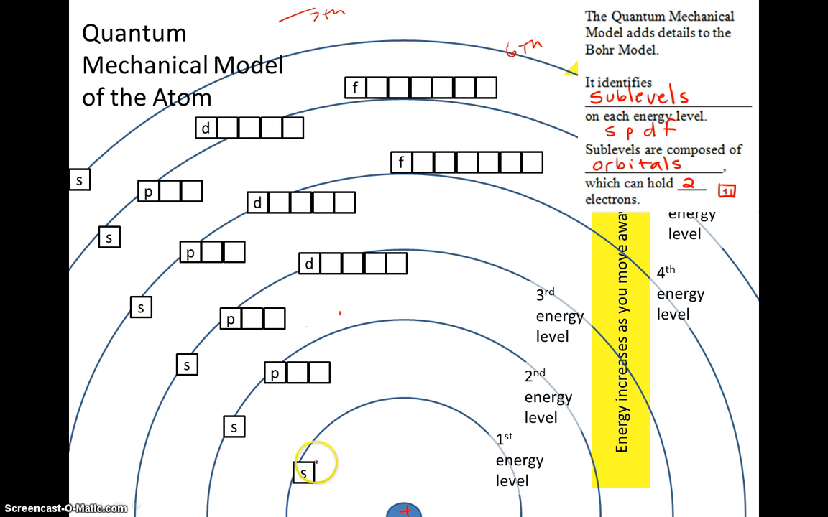So when electrons go into an atom, they have to go to the lowest possible location first. So they're going to come to the first energy level. They're going to be in an S sublevel because that's the only type there is here. But as we go to the second energy level, there are going to be rules that dictate whether it goes to the S or to the P.